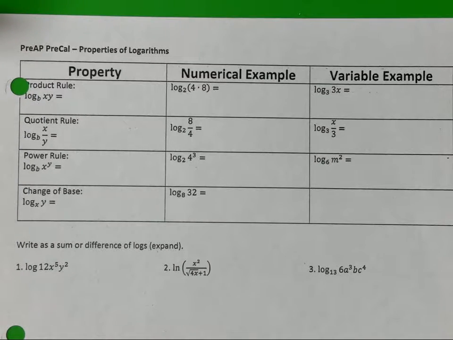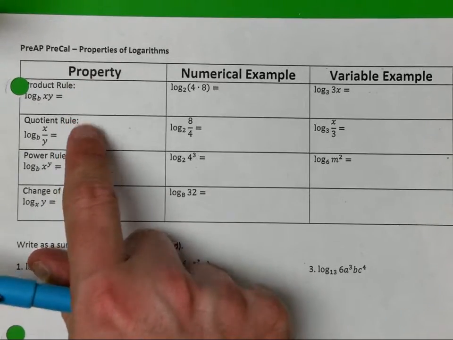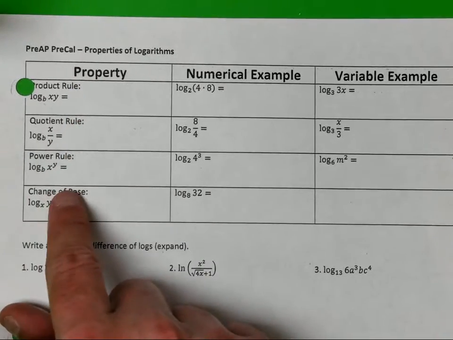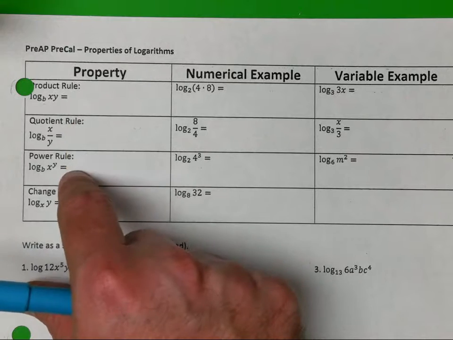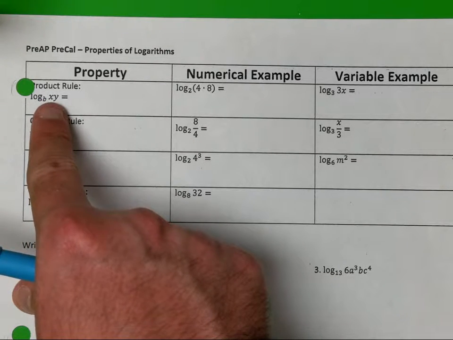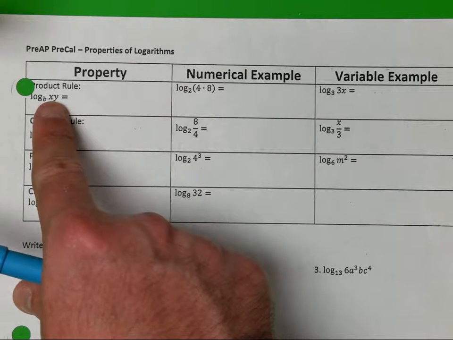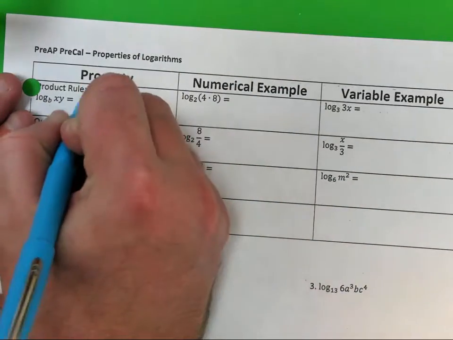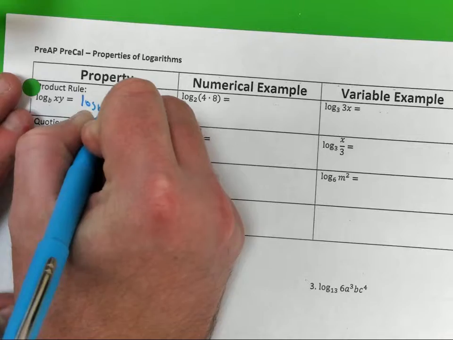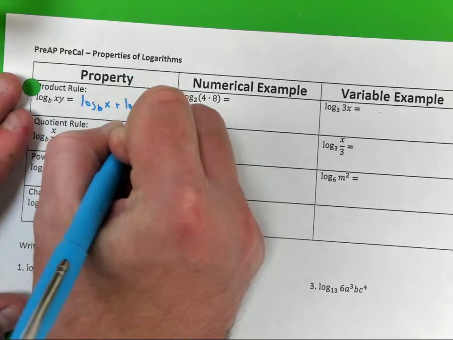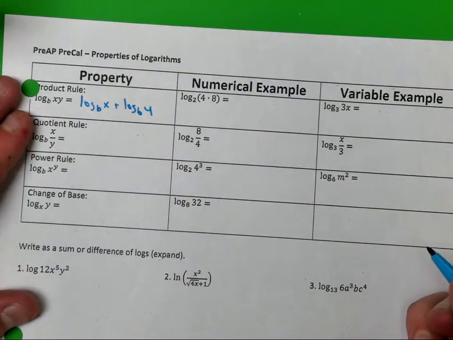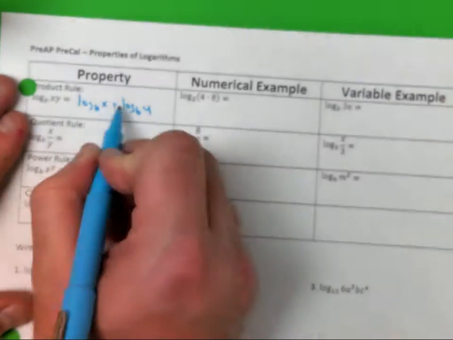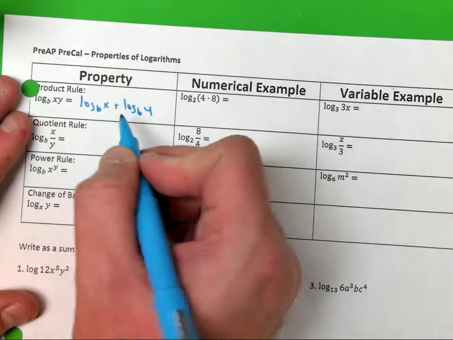Change of base formula. Now let's go up here and look at properties of logarithms. You studied this last year. You studied the product rule, the quotient rule, the power rule, and we just talked about change of base. So we're talking about these 3 rules. If you see a logarithm where 2 things are multiplied together, it can be rewritten as a sum of logs: log base b of x plus log base b of y. That is known as the product rule. I took these 2 things and split it up with a plus. That is the product rule.